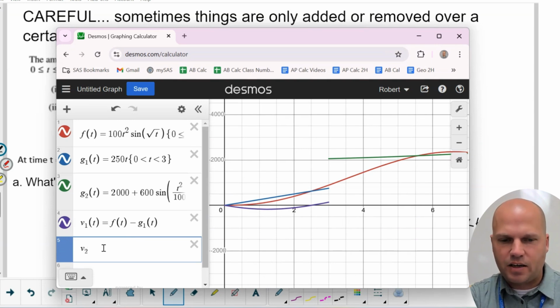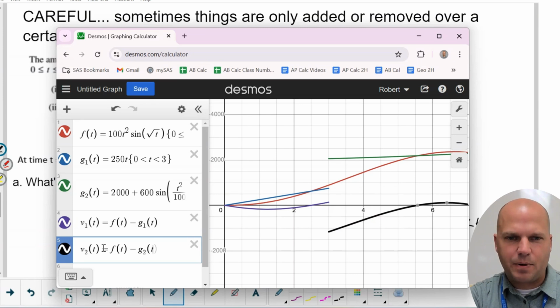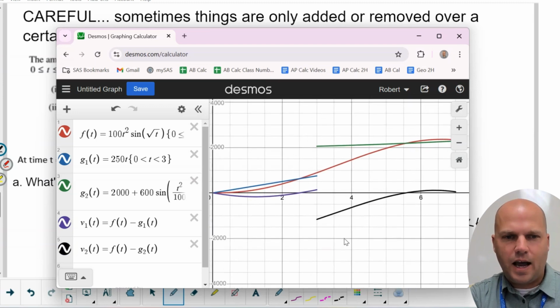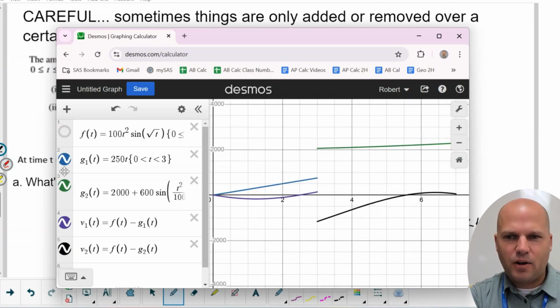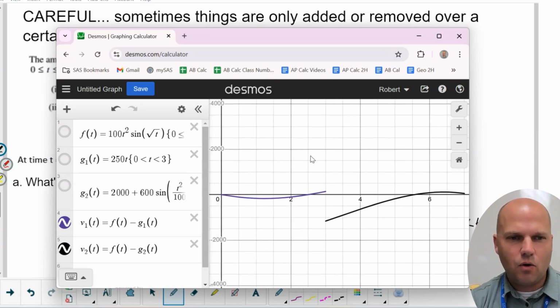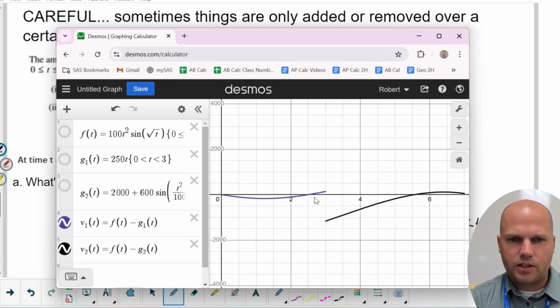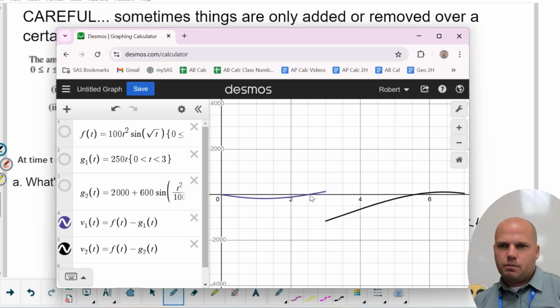And then my second velocity is going to be f of t minus g2. And that's going to pick up at 3 and go to 7. And now I can hide my first 3 because I don't want to look at them. And I am going to look at the first 2 and the next 2 just to prove a point. This is p prime.